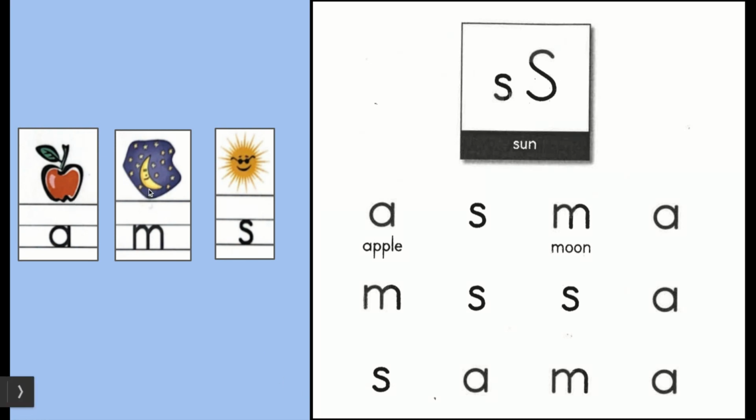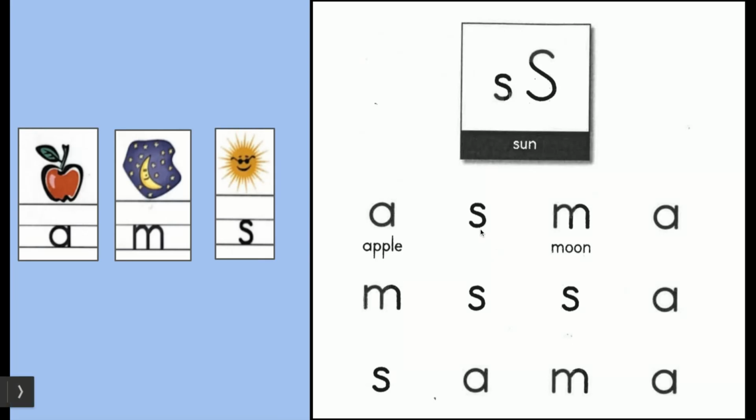A, s. Let's practice saying those sounds when I point to the letters that represent those sounds. Ready? S, like in sun. A, like in apple. M, like in moon. A, s, a. Now I'll point to a few letters and you make the sound that that letter represents.